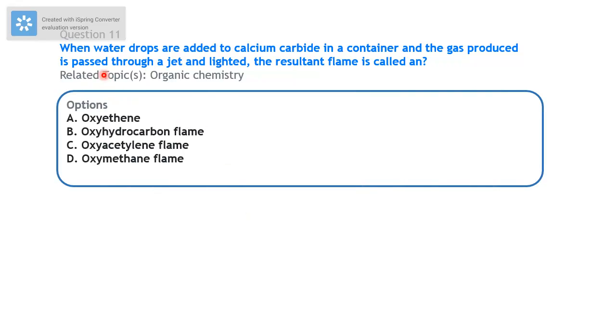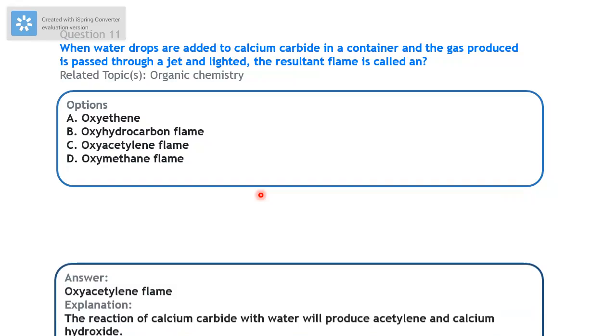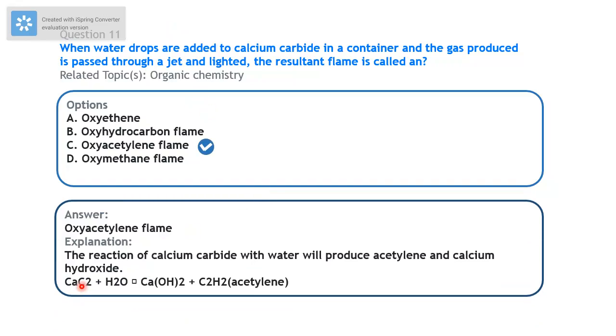Next, on organic chemistry. When water drops are added to calcium carbide in a container and the gas produced is passed through a jet and lighted, the resulting flame is called an what? When drops of water are added to calcium carbide, it will form calcium hydroxide and acetylene. The flame produced if that gas is lighted is going to be the oxyacetylene flame, from the combustion of the acetylene in the presence of oxygen. So you're going to have oxyacetylene flame.